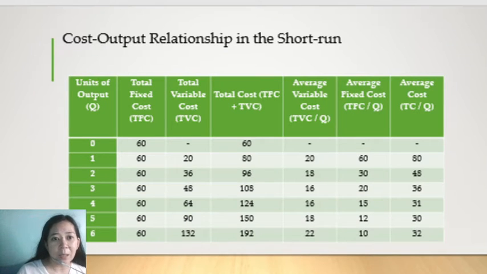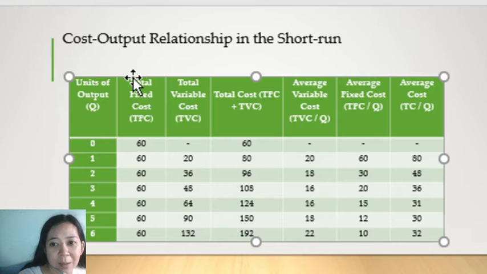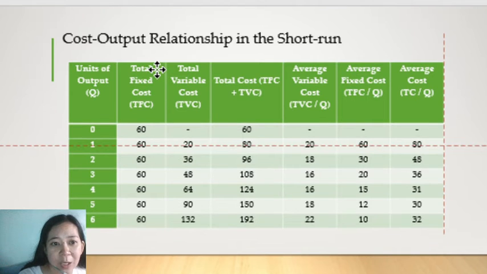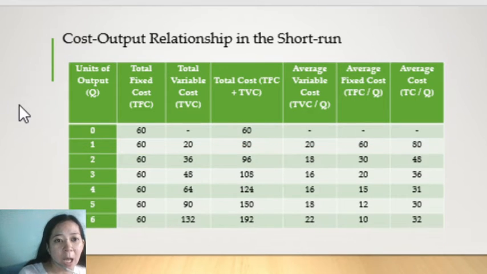So we have here the cost-output relationship in the short run. In this illustration, we have the units of output in terms of quantity. We have also the total fixed cost and the total variable cost right here. If you add them up in this column, it will constitute our total cost. So again, that is total fixed cost plus total variable cost.